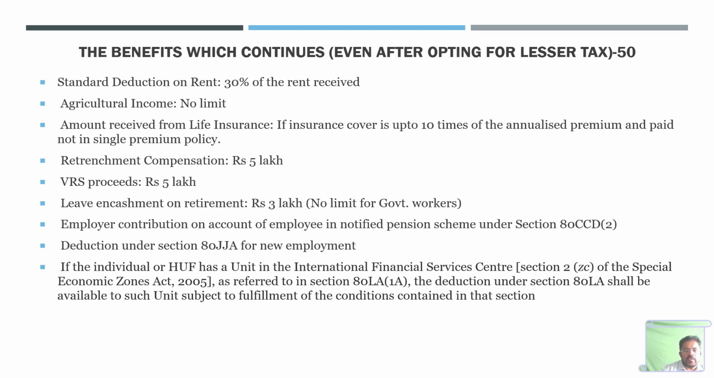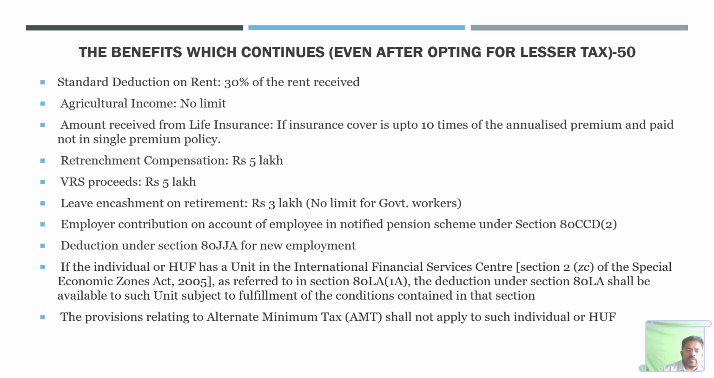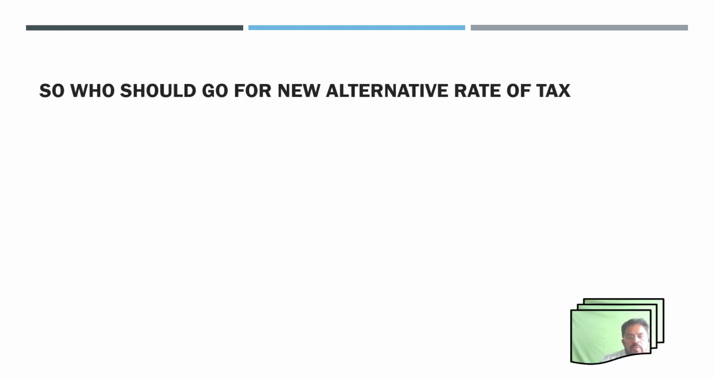If the individual or HUF has got a unit in the International Financial Service Center under the SEZ, then that benefit also continues as such. Then you don't have to pay the minimum alternative tax which a businessman is required to pay. And because this is a benefit, they have very clearly stated by amending that particular provision that if you are opting for the new scheme, you don't have to pay the minimum alternative tax. So the question is, who should go for the new alternative rate of tax?